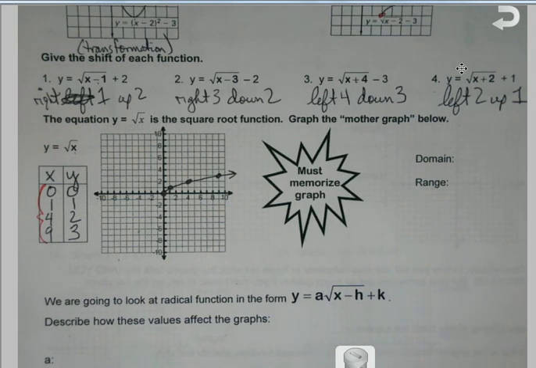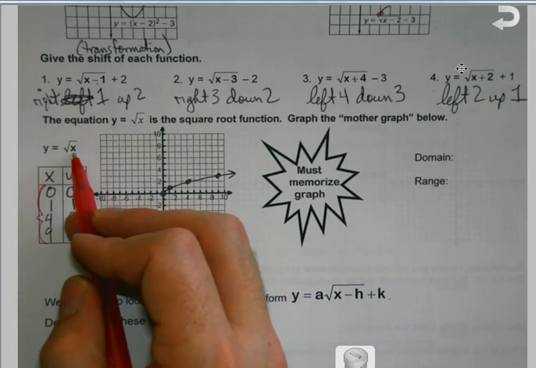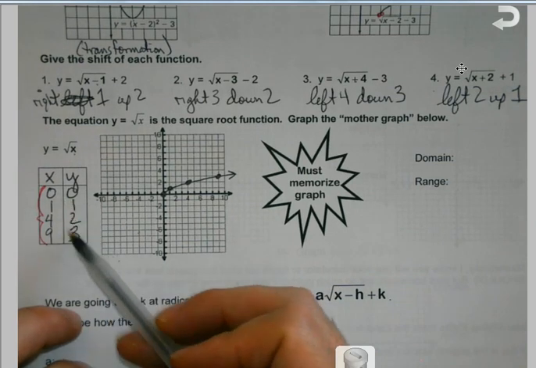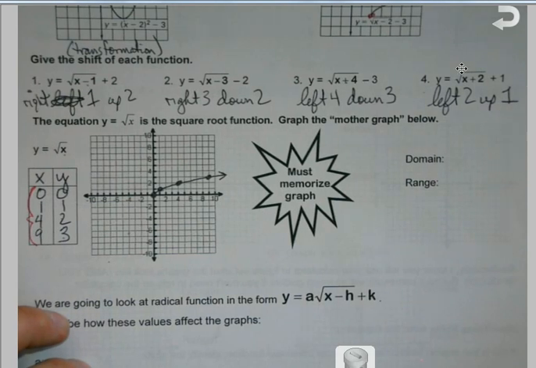What types of numbers are 0, 1, 4, and 9? Perfect squares, okay? So what I want to have happen is whatever numbers I plug in here, I want them to end up being perfect squares, because then when they come out, they're nice. So if it's just a base graph, these are the 4 points that I'm always going to use. We'll keep that in mind as we move a little bit further.